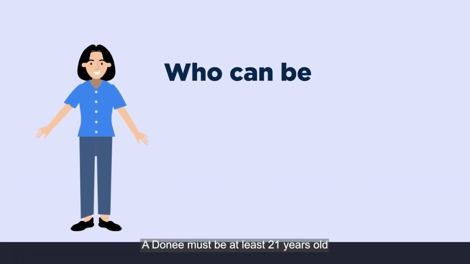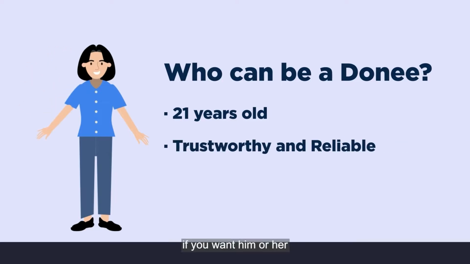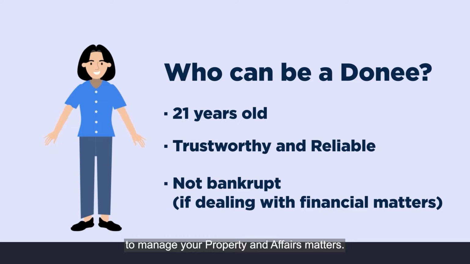A donee must be at least 21 years old and cannot be a bankrupt if you want him or her to manage your property and affairs matters. Can I appoint more than one donee? Yes, you can. But remember, your donees must be able to work together.